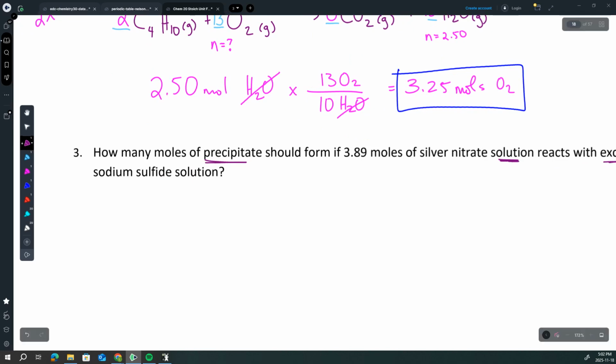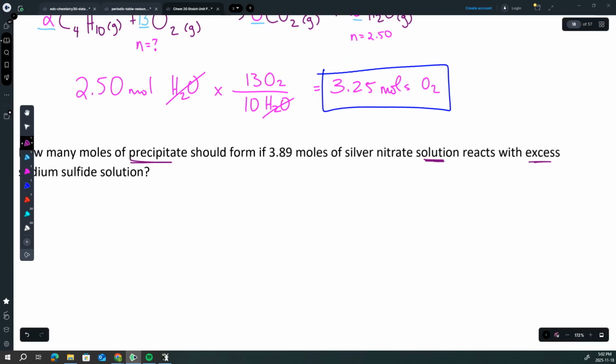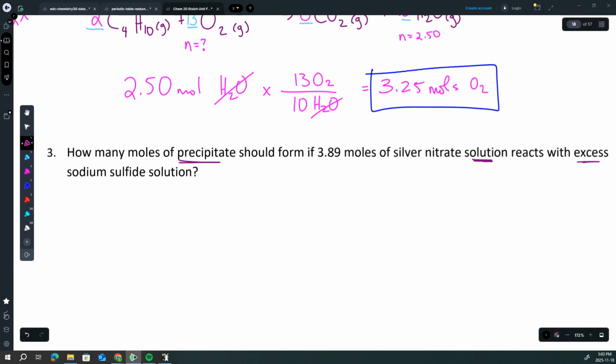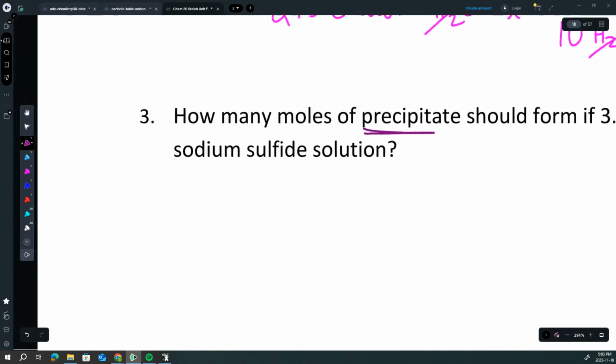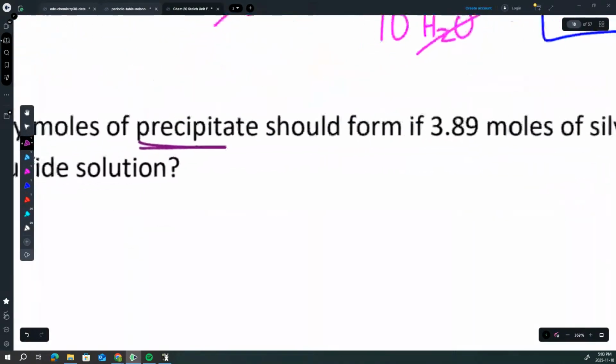All right, going back to our question here. We have silver nitrate solution reacts with excess sodium sulfide solution. So that tells you your reactants for this question. And the key words that tell you they are your reactants are the "reacts with" part. Okay, so silver nitrate.